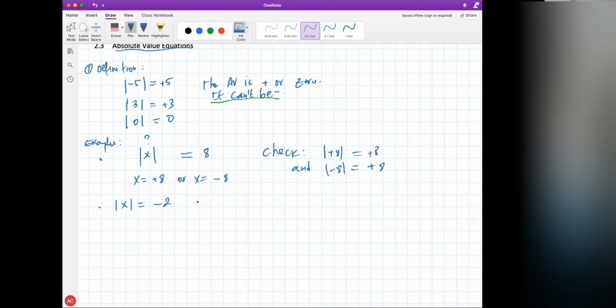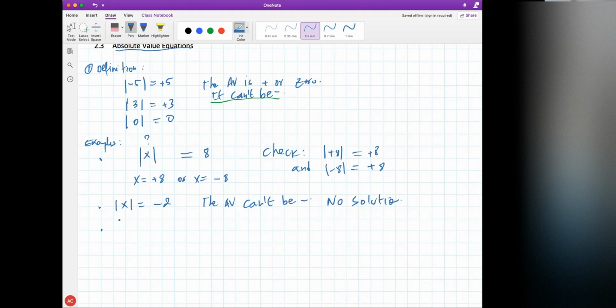So we said the absolute value can't be negative. So we have no solution. It's very simple. So whenever you see the absolute value and you see that it's equal to some number that's negative here, you say no solution. If it's positive here, you have two solutions. If it's negative, there's no solution.